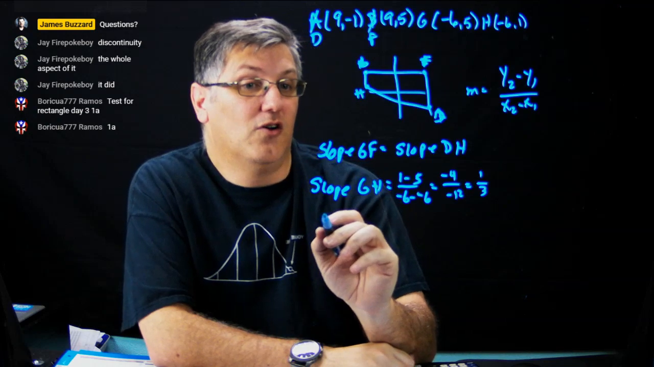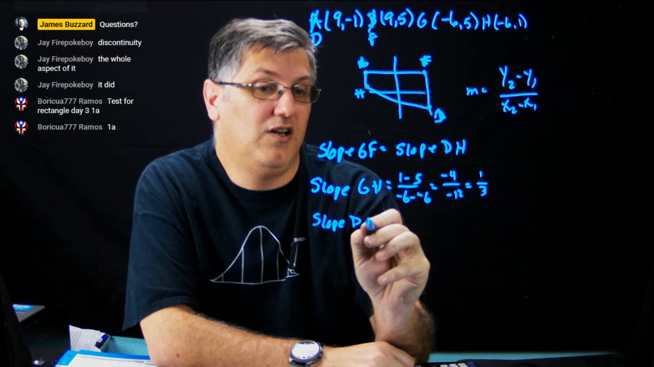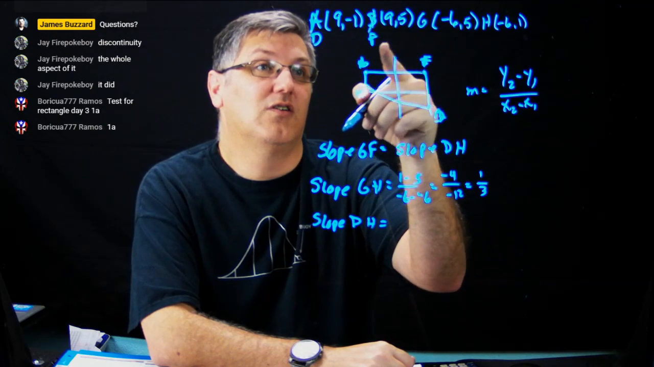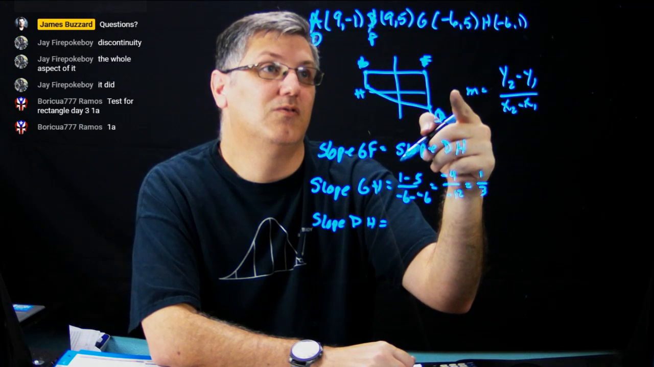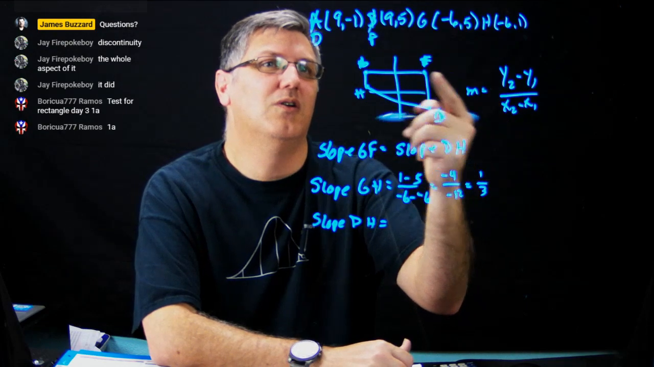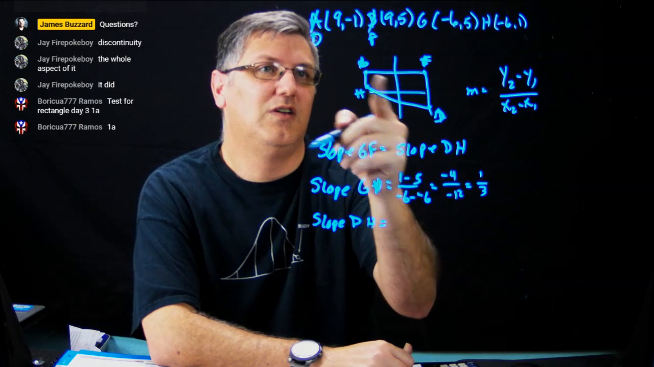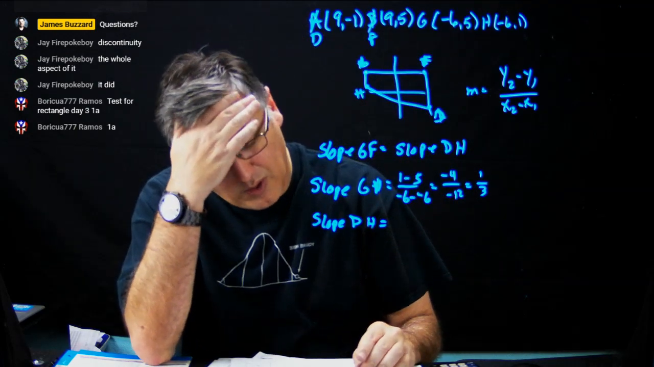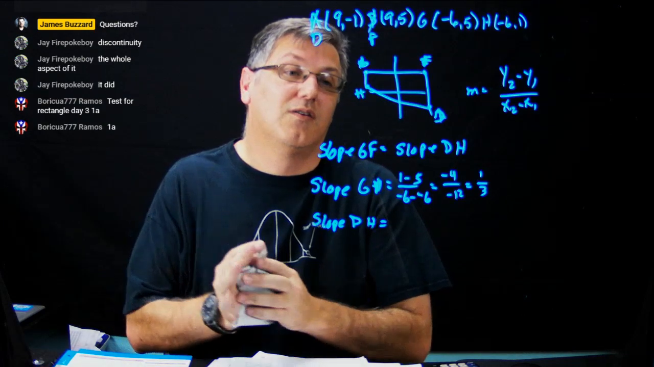All right, so here we go. Slope of DH. So let's see, DH. Did I do the right one? What am I doing? DF. DF. DH. Wow, I am not into it today. This is wrong.